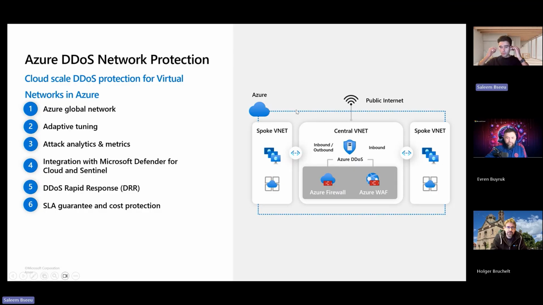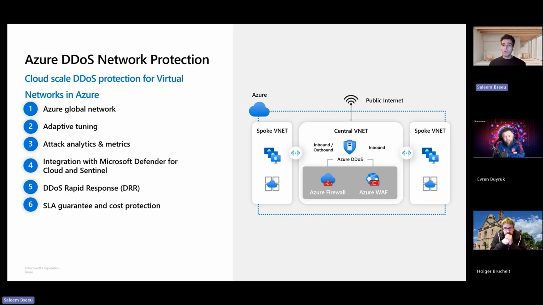As Evren mentioned, he talked about the central connectivity and about the resiliency. I'm going to go a bit deeper into Azure DDoS protection. Azure DDoS protection is an Azure native cloud solution for providing protection against layer 3 and layer 4 types of DDoS attacks. And you can see here some of the features: global network, adaptive tuning, attack analytics, integrations, and other features that I will go into in more detail.